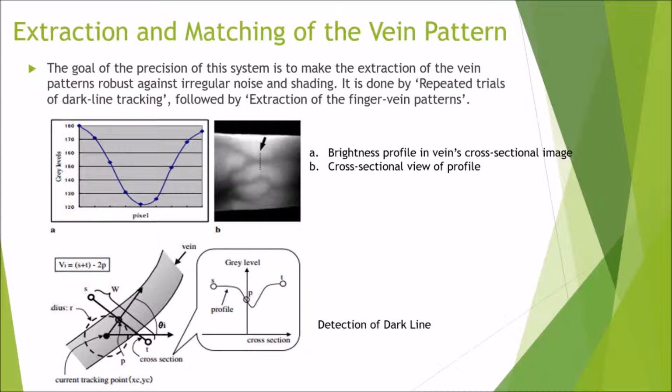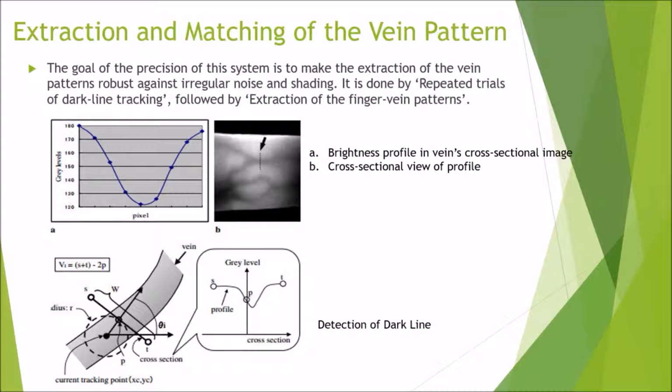First, we have the repeated trials of dark line tracking. A cross-sectional profile of a vein appears as a valley as shown in figure A. The depth of the valley varies with the shading in the image. However, the valley remains detectable. Therefore, the profiles give us a robust method of finger vein detection.